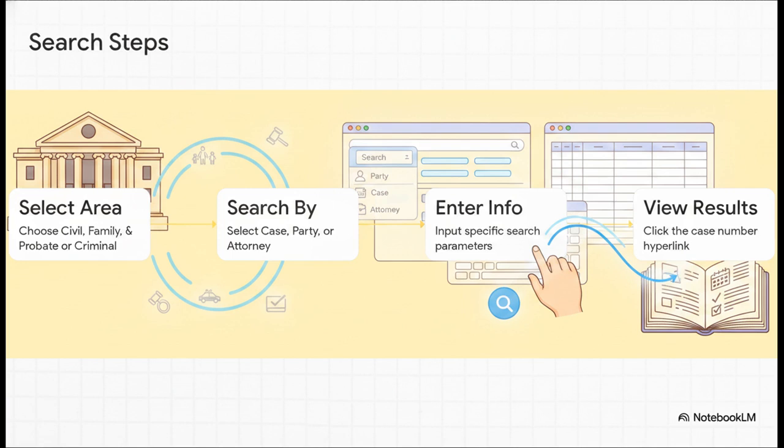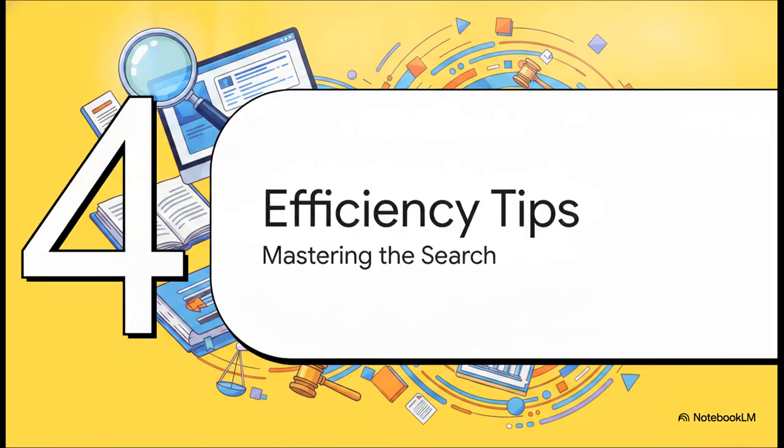Step 3. Just enter your specific search parameters and hit that search button. Finally, Step 4. When your results pop up, simply click the blue case number hyperlink. That opens up the entire docket history, letting you view court dates, judge assignments, and final dispositions. Super easy, right? Let's move on and see how this builds in Section 4, Tips for Maximum Efficiency.